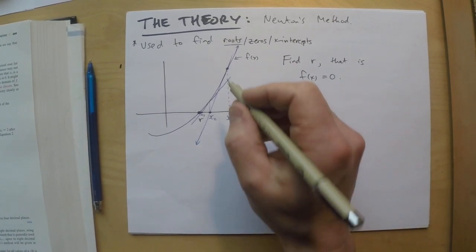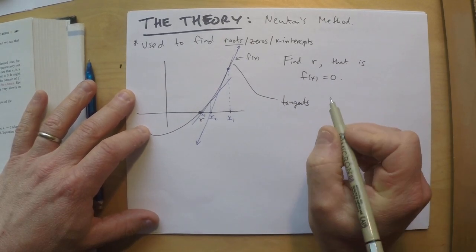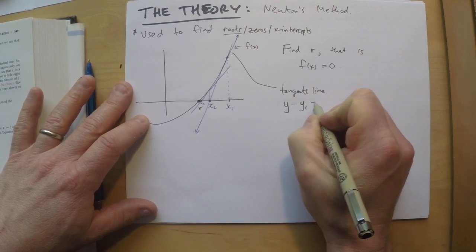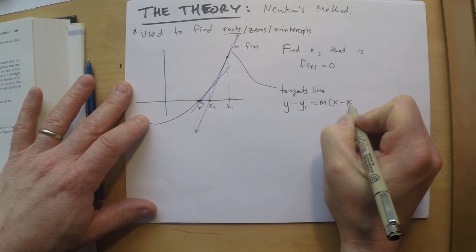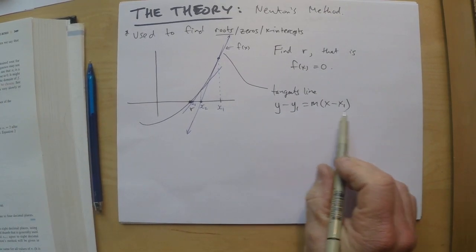If we look at this first tangent line, and we know how to build tangent lines really quickly. Tangent line equations we know are built with that formula, or mx plus b, it's up to you, but I'm going to use this for convenience.